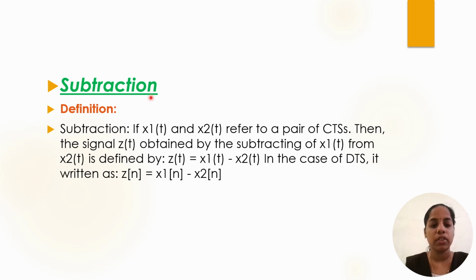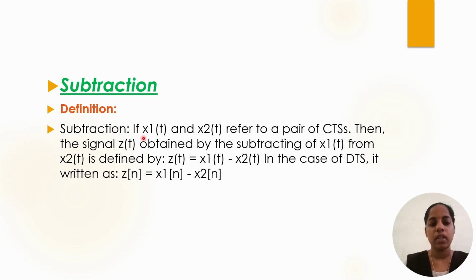Subtraction of signals. Definition: x1 of t and x2 of t are a pair of continuous-time signals, then the signal z of t obtained by subtracting x2 of t from x1 of t is defined by z of t equal to x1 of t minus x2 of t. In the case of DTS, meaning discrete time system, z of n equal to x1 of n minus x2 of n.